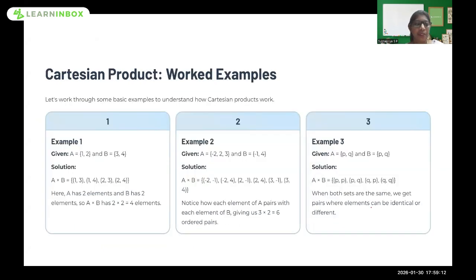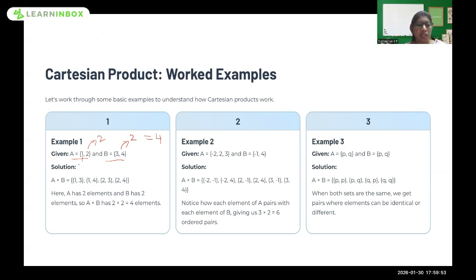Going with the examples then. See the first example. We have A equal to {1, 2} and B equal to {3, 4}. Then what will be A cross B? That is the Cartesian product of A cross B. In A there are 2 elements and in B there are 2 elements. So in A cross B, we have to get 4 elements, that is nothing but 2 cross 2. So how are we going to write those 4 elements? It is A cross B and not B cross A. Please note it down first.